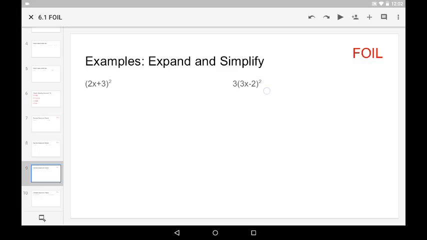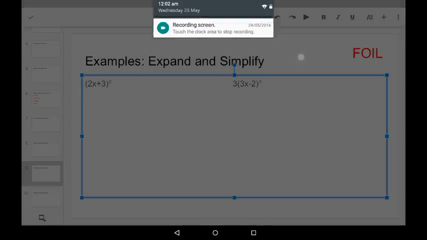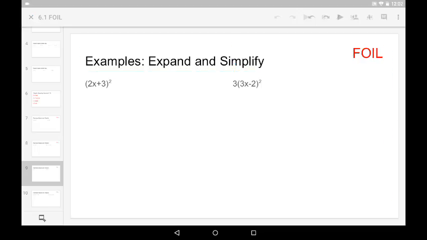Okay, if you have a question like this, you have a binomial that is squared, and that entire thing is also multiplied by 3. So when you expand and simplify this, you have to keep the 3 out front, expand your binomial, and then multiply the 3 by all the terms. So I'm going to do this the short way.